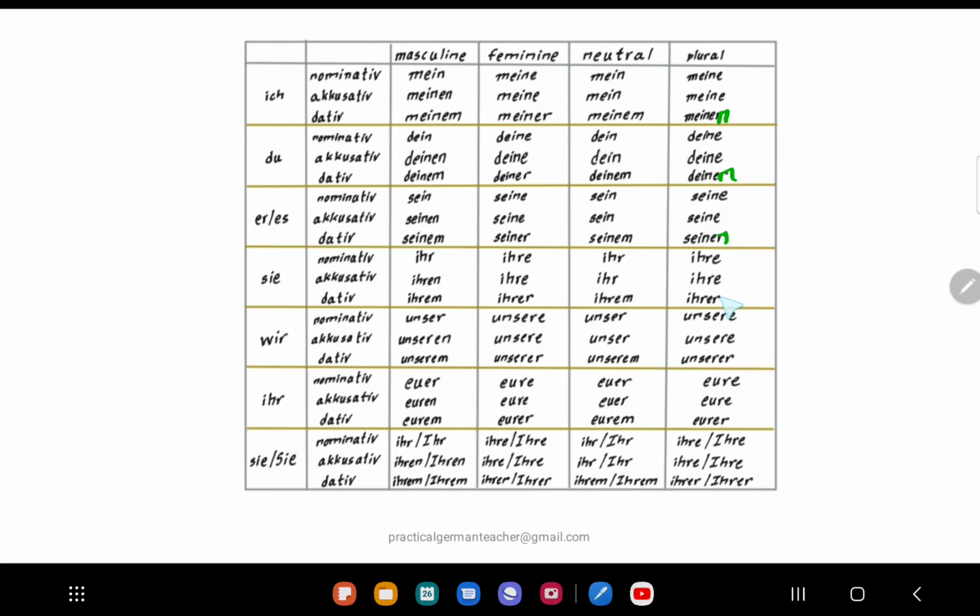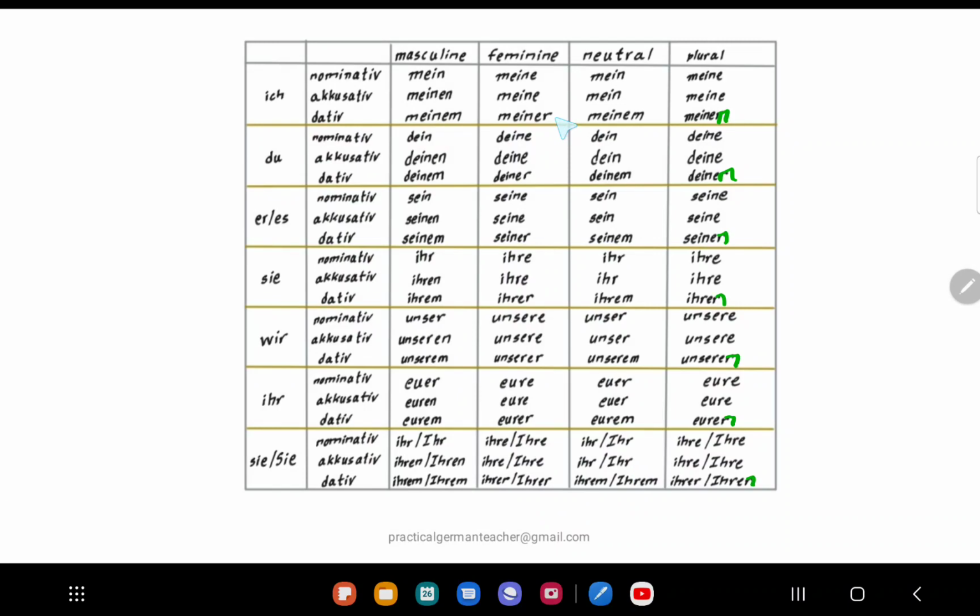It should be seinen, ihren, unseren, euren, ihren. So again, masculine and neutrum are the same, they sound like m. So mine m. Check here as well: deinem, seinem, ihrem, unserem, eurem. Small ihrem, capital Ihrem, right?